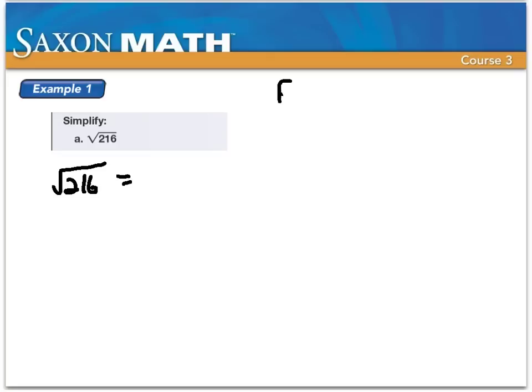So I'm going to start by making a list of factors of 216, which means numbers that multiply together to make 216. So for example, 1 times 216. Well, 1 is a perfect square, but that doesn't do me a lot of good, okay? And 216 is not a perfect square. We just said that's about 14.7, okay? I don't know exactly what times itself equals 216. So let's try some other factors. I know 2 times 108 gives me 216.